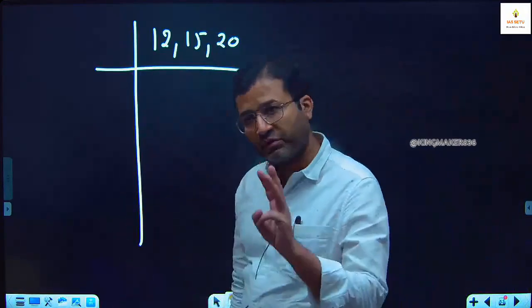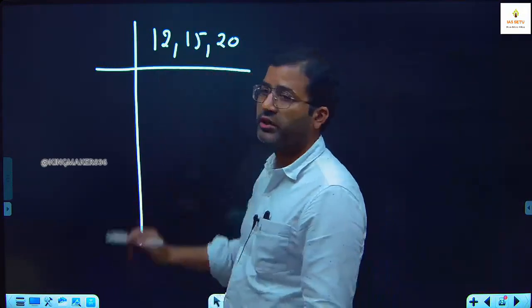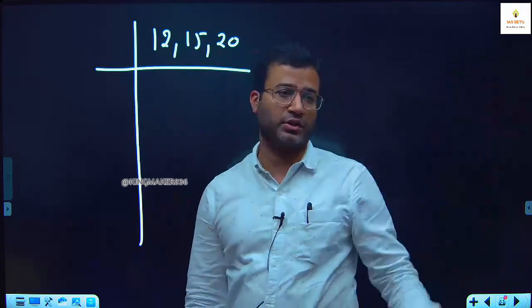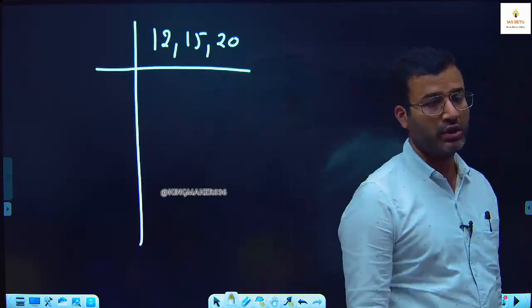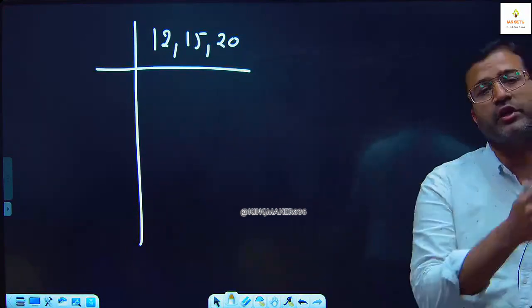12 and 15 have 3 common, 15 and 20 have 5 common, 12 and 20 have 4 common, but we don't have any common factor from all the 3 numbers. Nothing is coming common in all three. But here LCM suggests if it is common from 2 numbers, still you have to take it common.